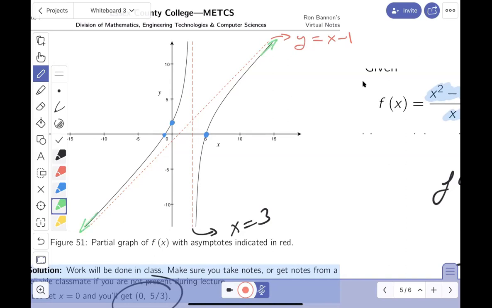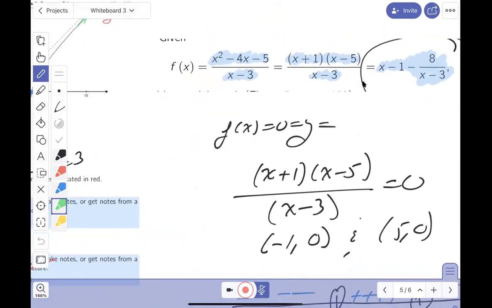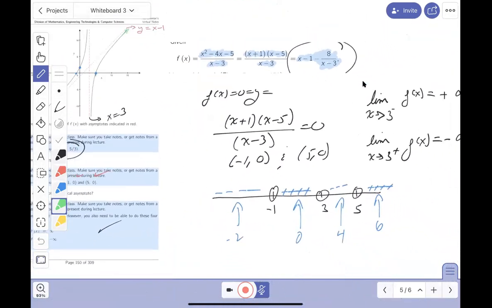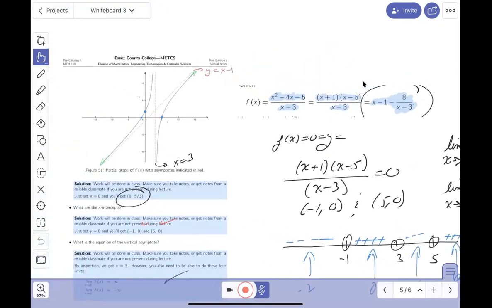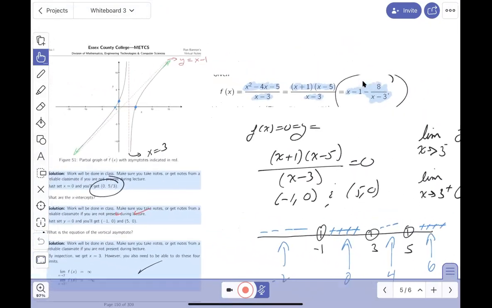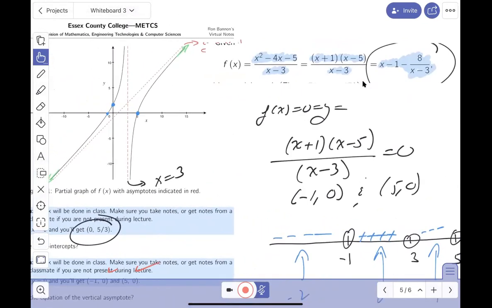As you approach the vertical asymptote, oh, I don't remember that. We'll take a look at it. And I'll point out what I'm talking about. As we approach 3 from the left side, it goes to plus infinity. Give me 1 second here. Again, 3 from the left side, plus infinity.